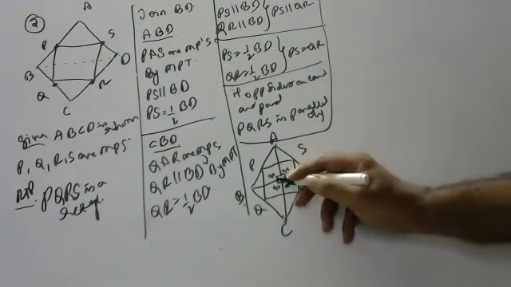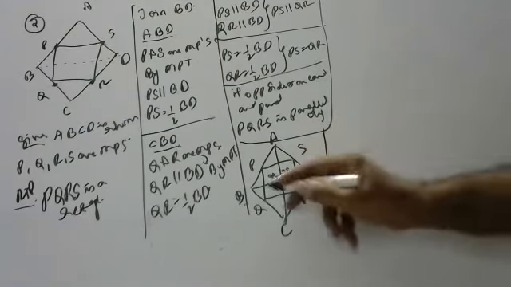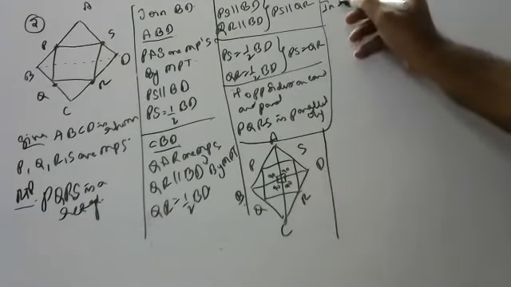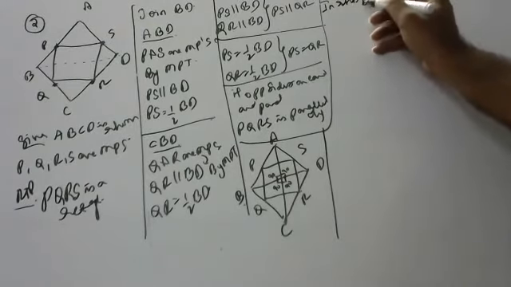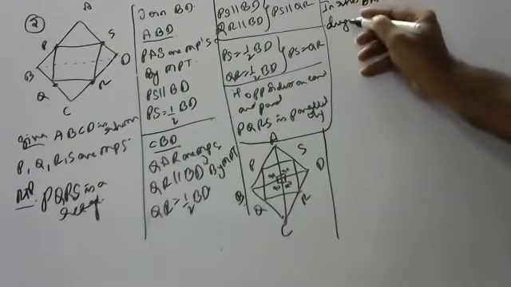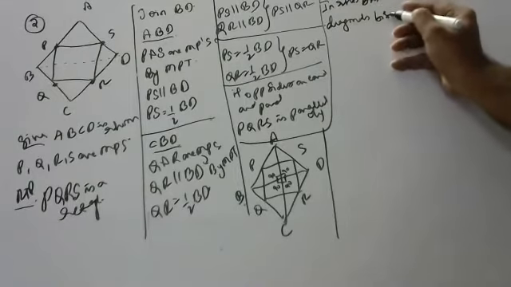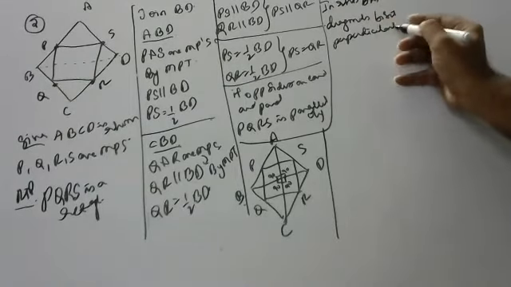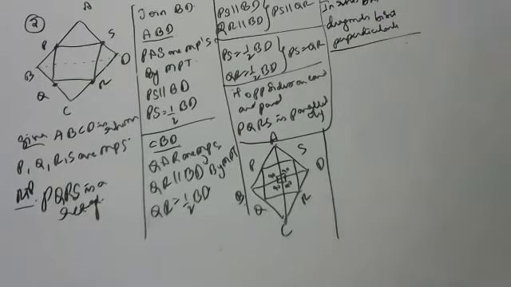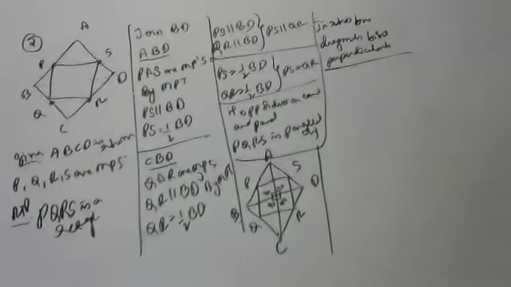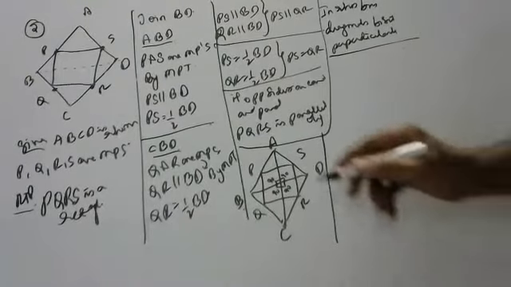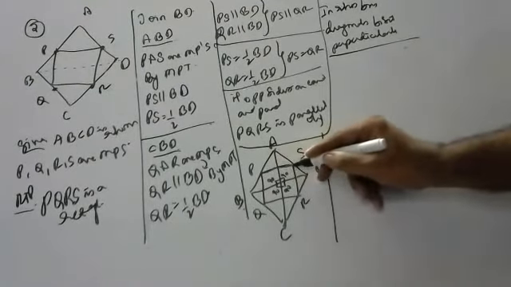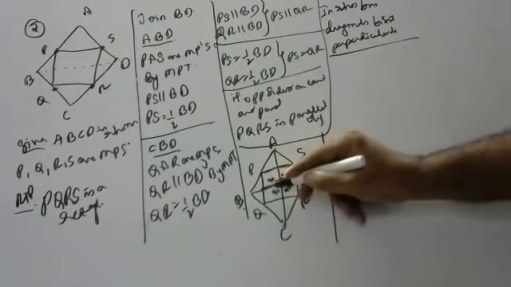Why are these 90 degrees? Because in a rhombus, diagonals bisect perpendicularly. We know that. We studied that in 8th class. In a rhombus, diagonals bisect perpendicularly. Children, try to understand this and this are parallel.